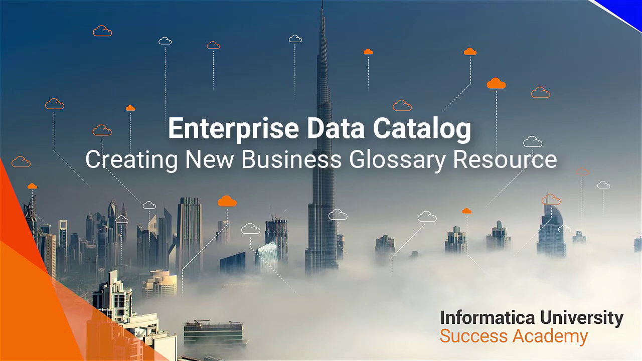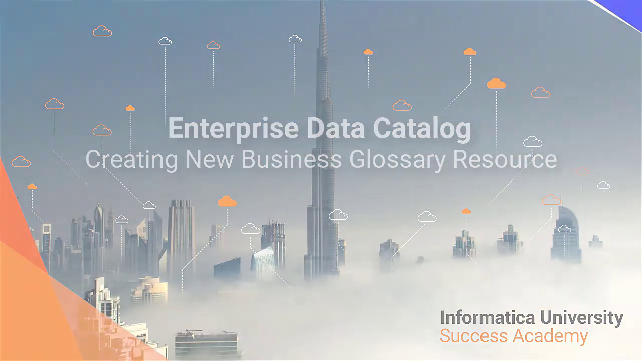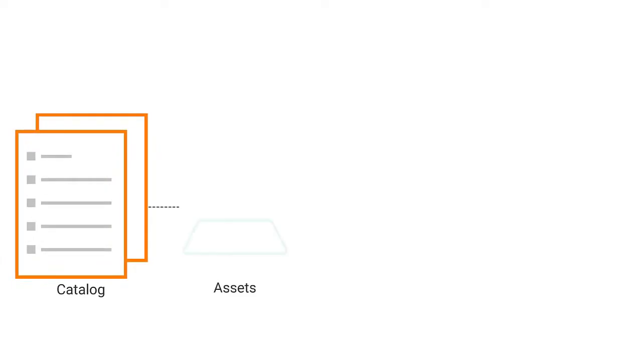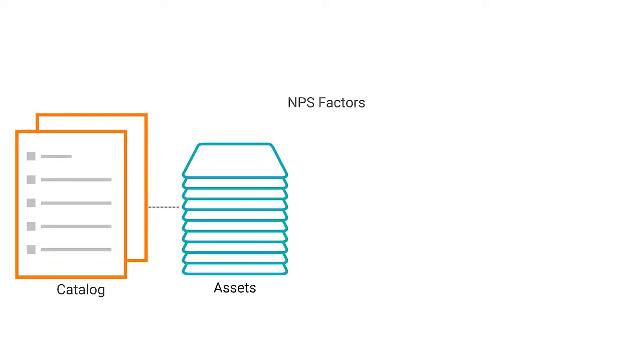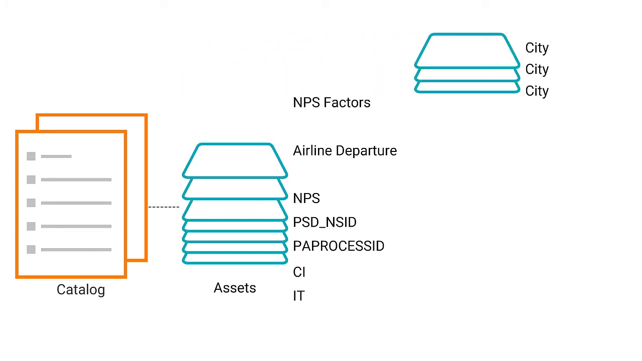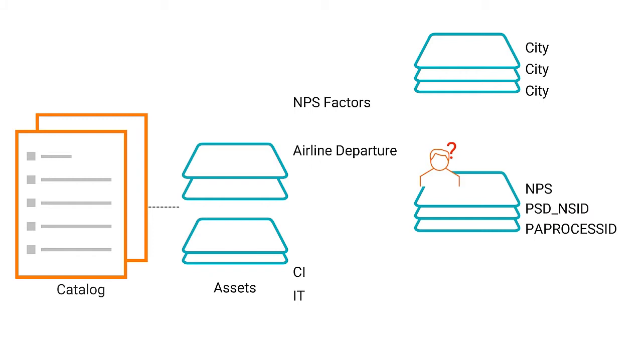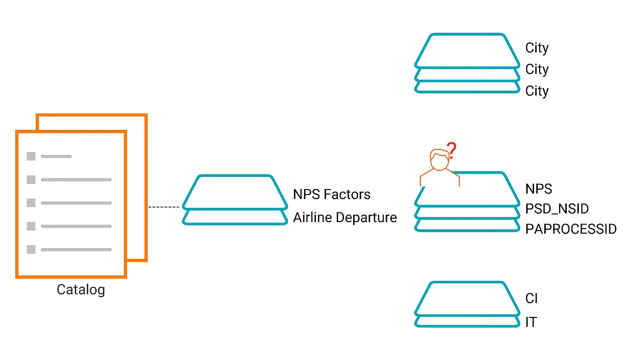Creating new business glossary resource. A catalog has many assets where each asset is identified by its name. Some assets may have the same name, some assets may have auto-generated names that are difficult to understand, and some others may be derived based on some complicated rule.